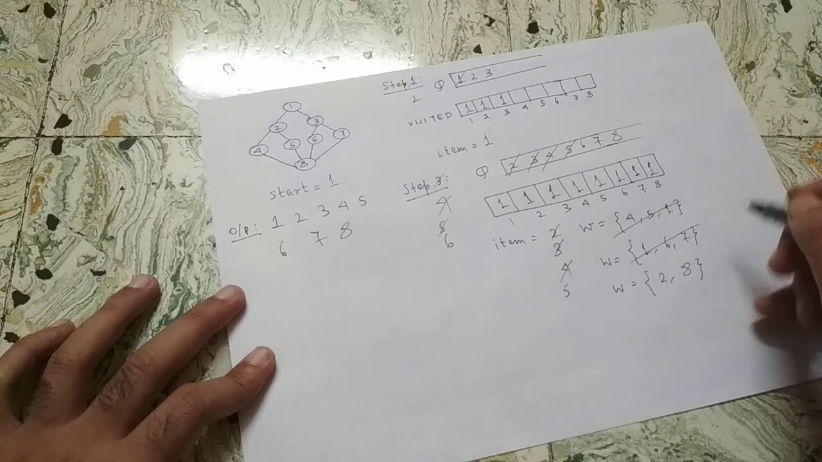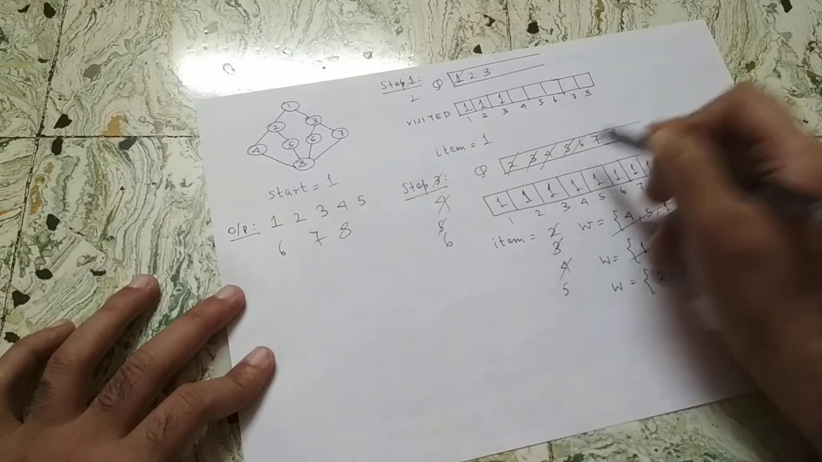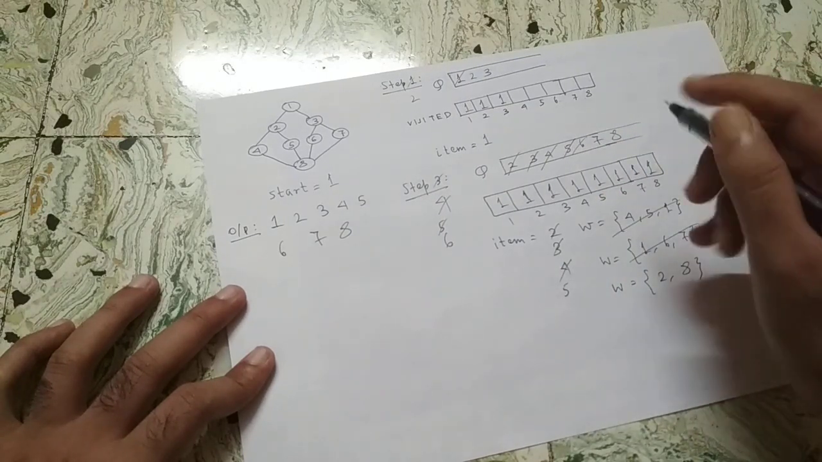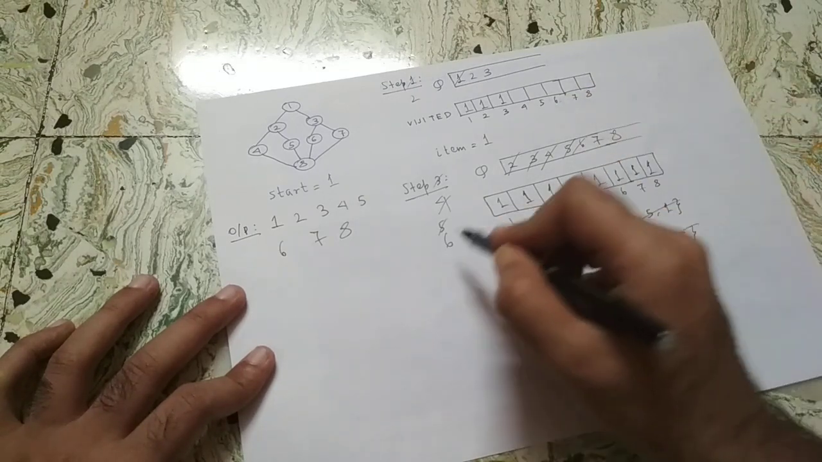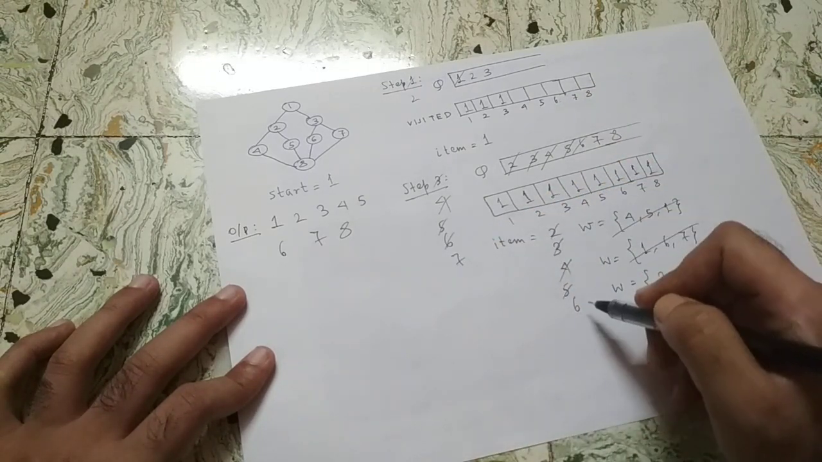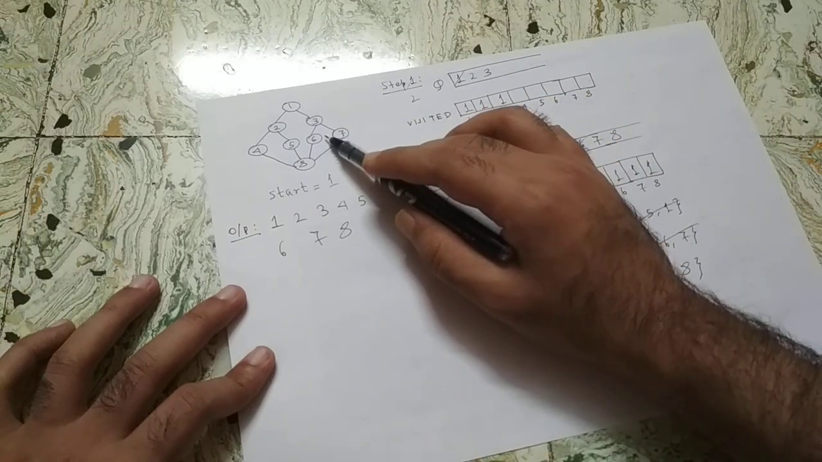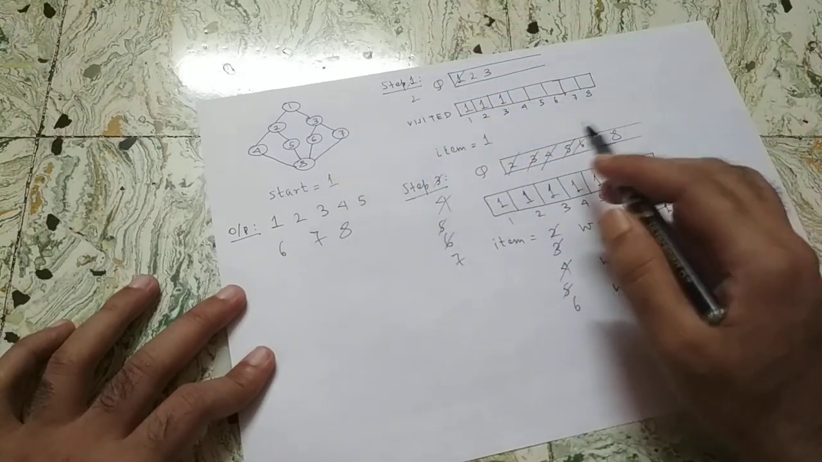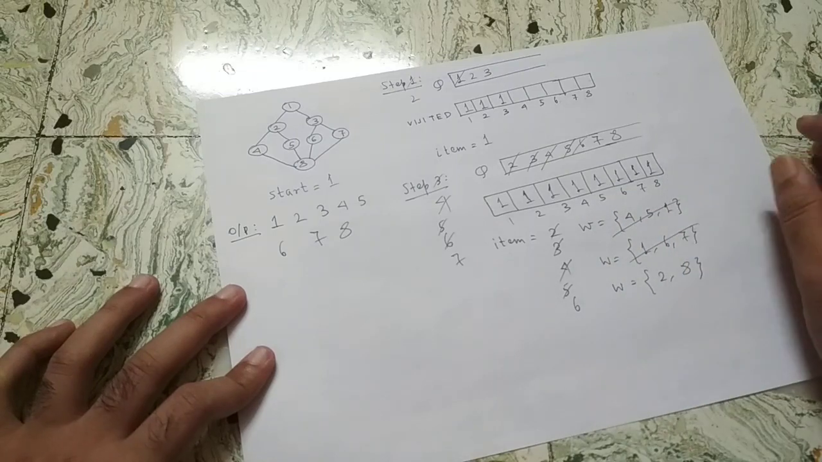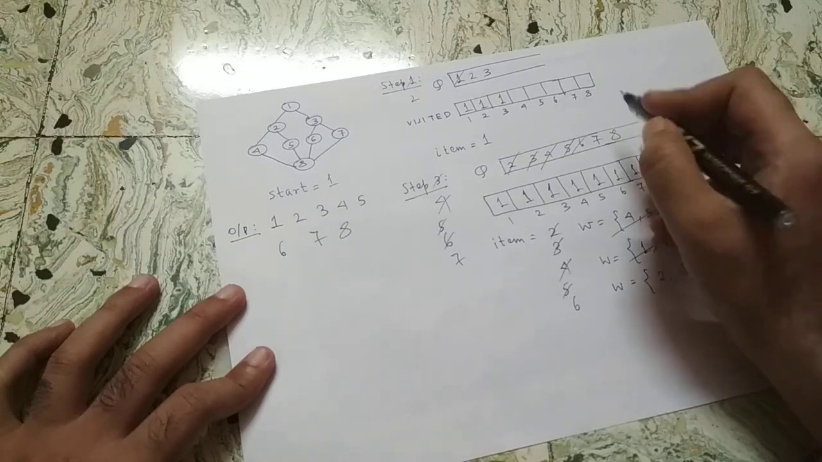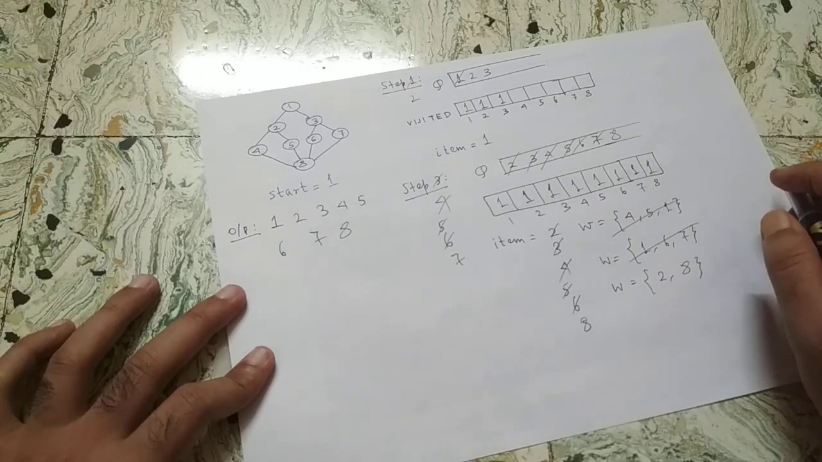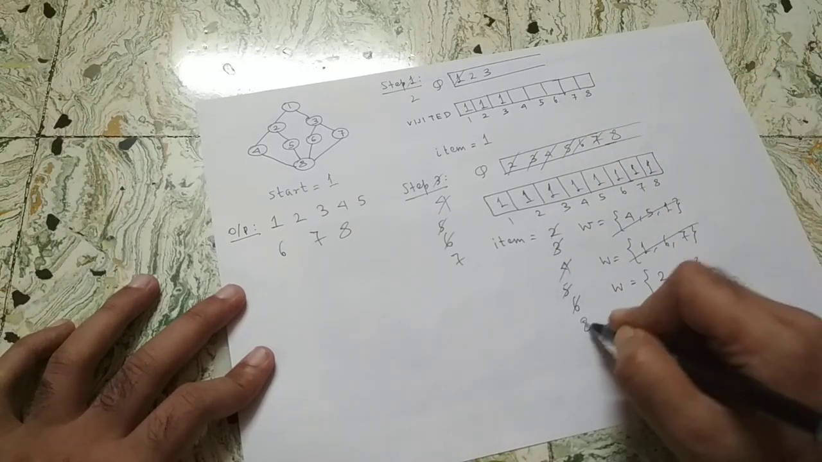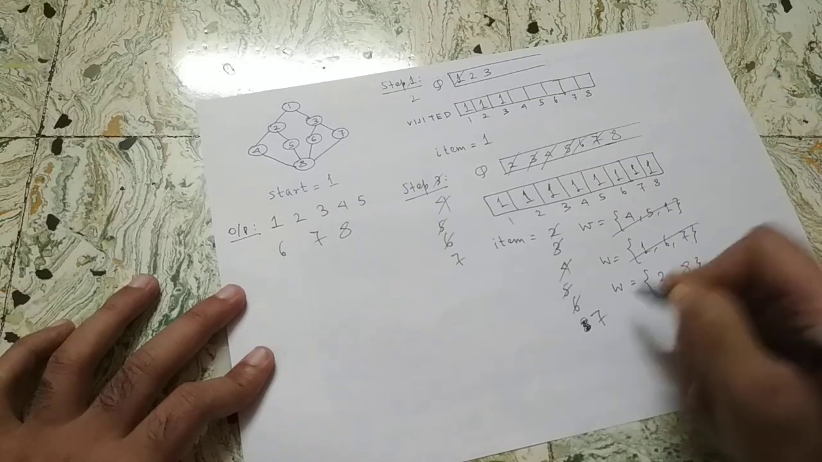Next, you consider 6 to be your current vertex. This will be your step number 7. What are the adjacent vertices of 6? 3 and 8. You look at the visited array, both 3 and 8 have been visited. So there is nothing left to be done. Next you will dequeue 7. So 7 is your current vertex or current node. I'm sorry about that, it's 7, not 8.